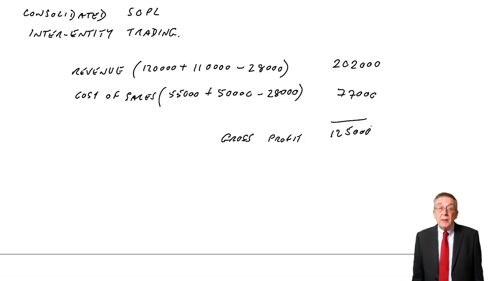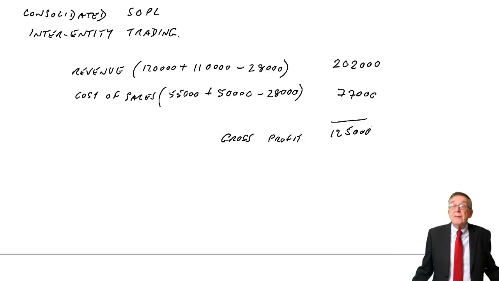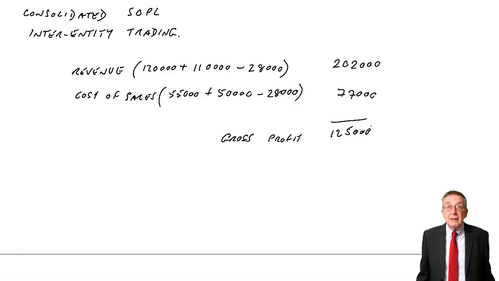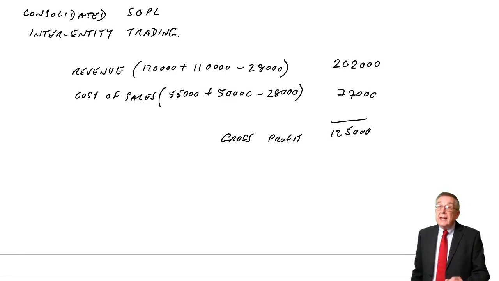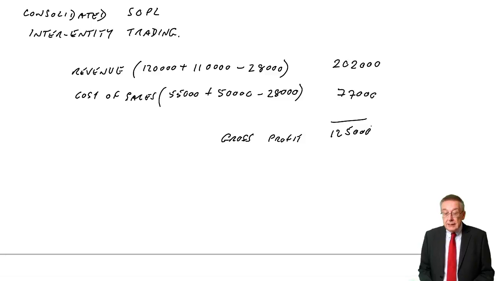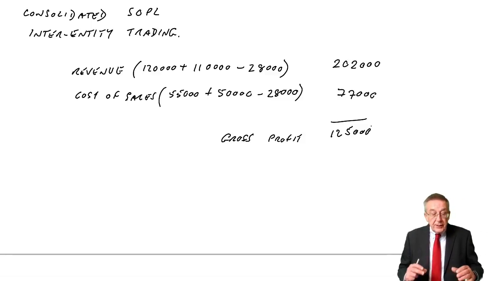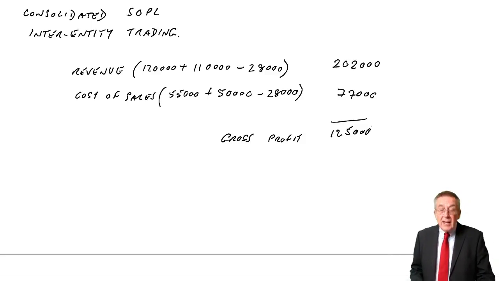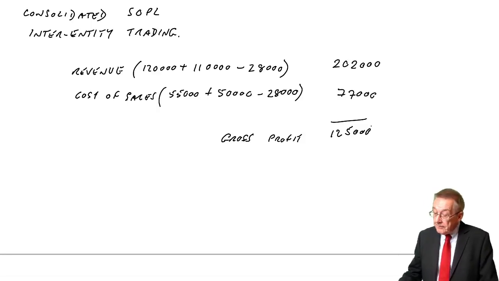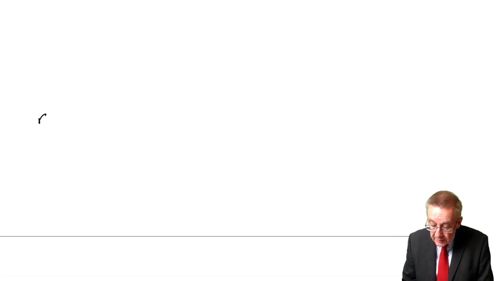Well, at the moment, that 125,000 includes all of S's profit. We need to remove the profit that's included in these goods in inventory. And so let's calculate the provision for unrealised profit.